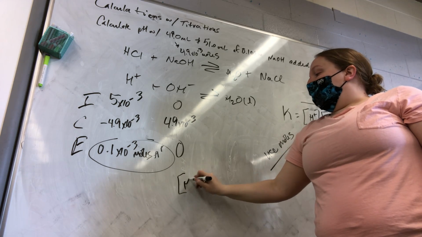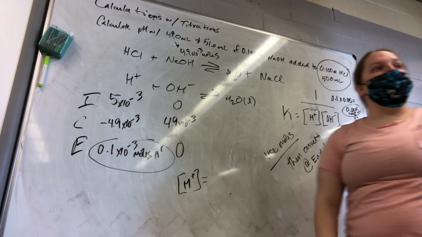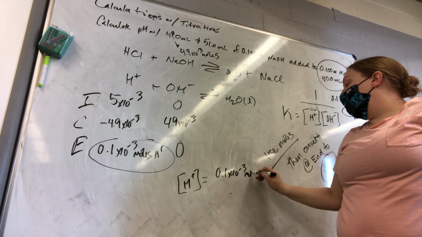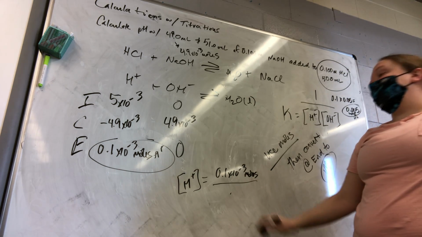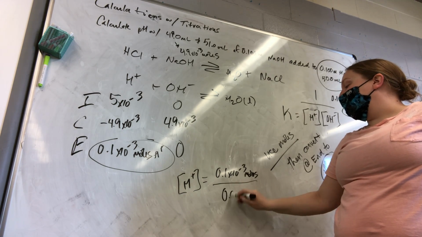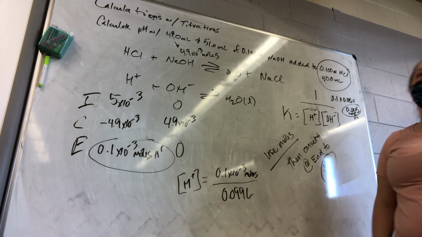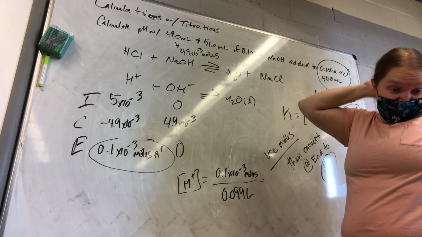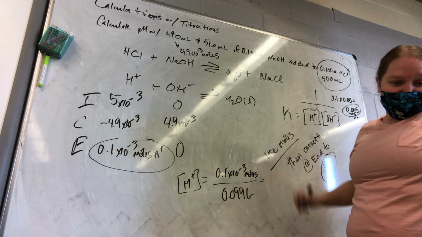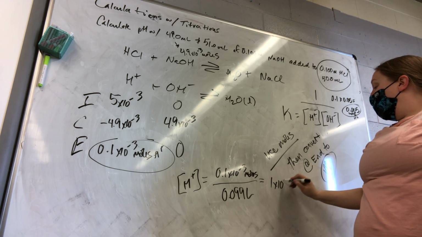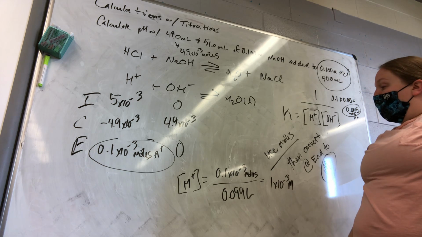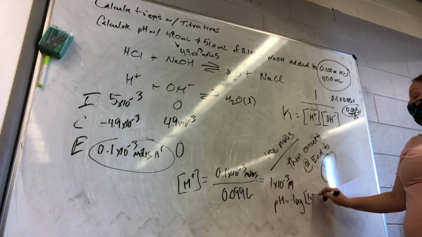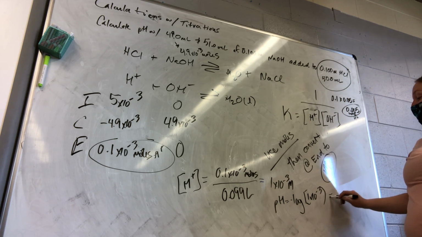We have to get that into a concentration. My total volume after the titration is 99 milliliters, or 0.099 liters. Dividing that gets me 1 times 10 to the negative third molar. pH is the negative log of that number. pH is 3.